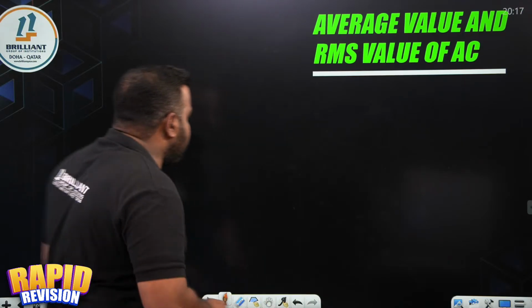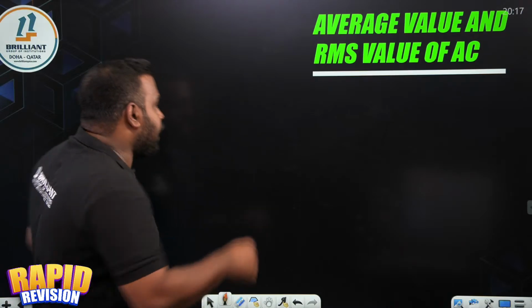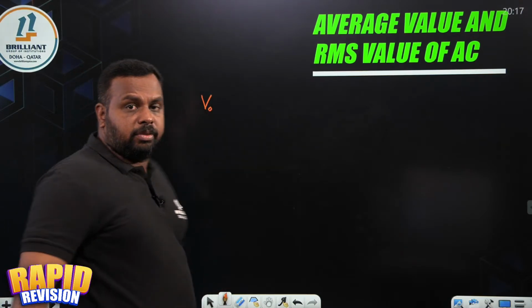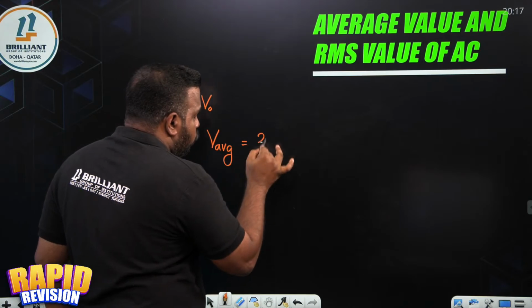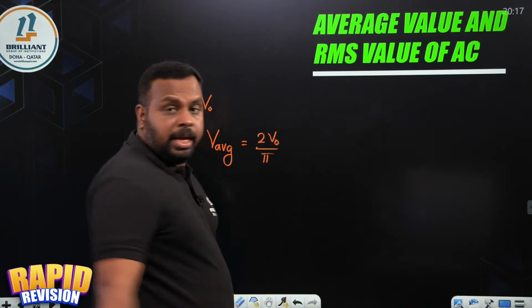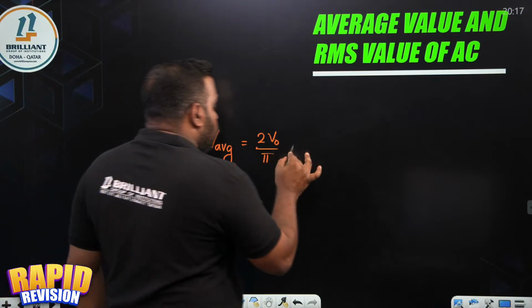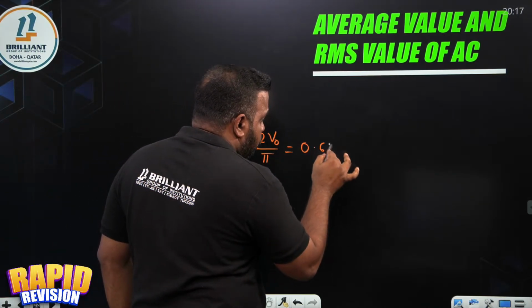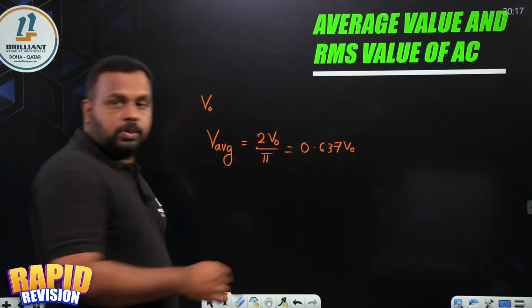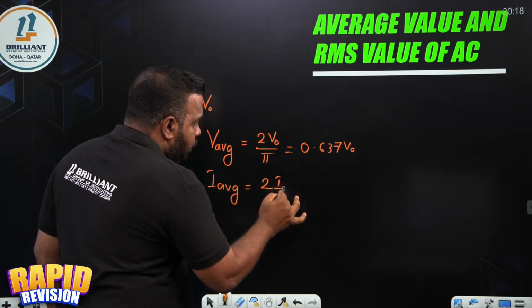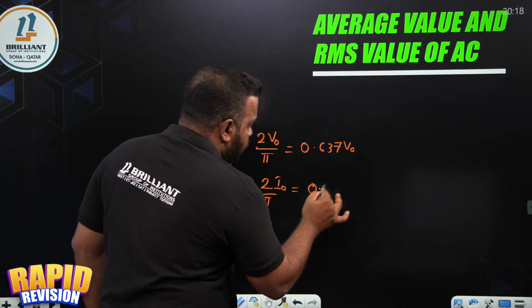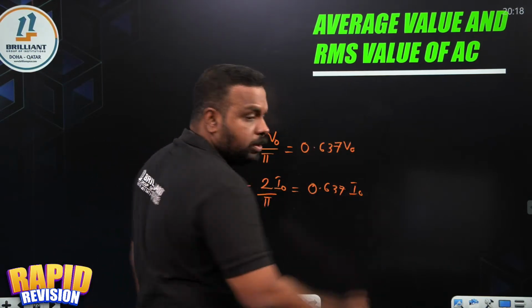Okay, so what is the formula for average value of EMF? You know that V naught is representing the peak value. So if peak value is given, V average is equal to 2 V naught by pi. This is the formula for the average value. 2 V naught by pi is equal to 0.637 V naught. Similarly, the average value of current will be I average equal to 2 I naught by pi, which is equal to 0.637 I naught.